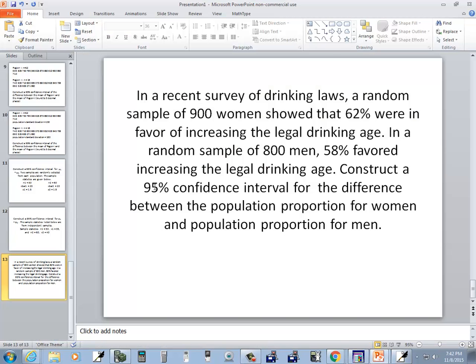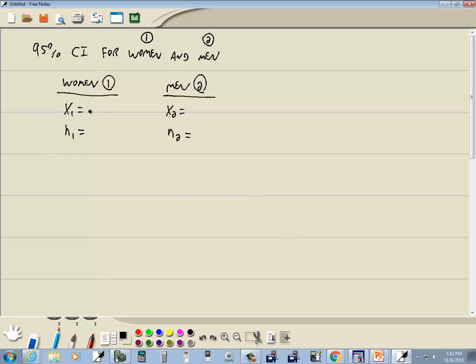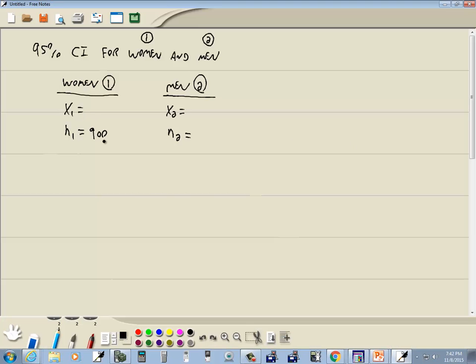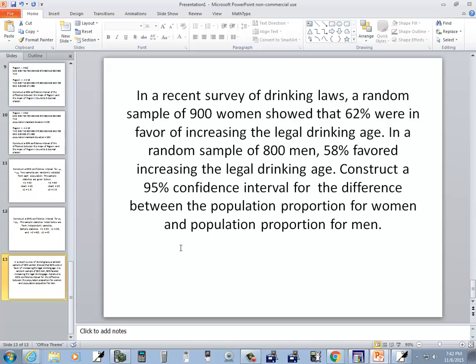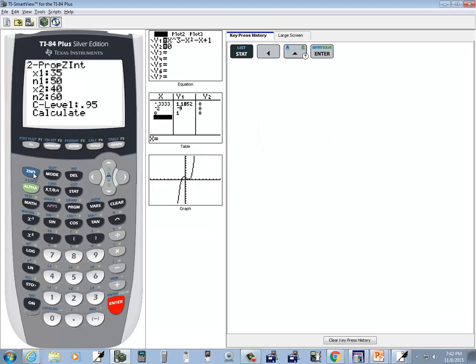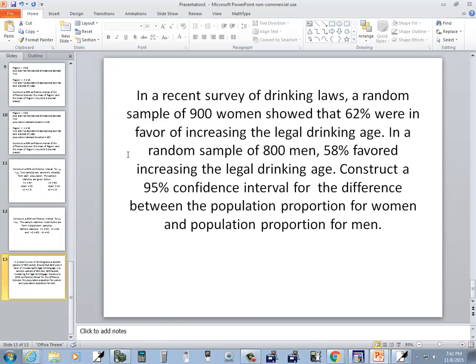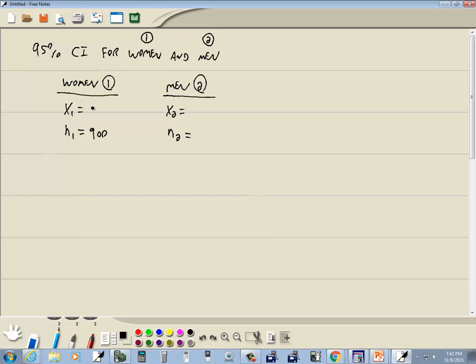Okay, well, it tells us a random sample of 900 women. So for women, it's telling us n is 900. It says 62% were in favor of increasing the legal drinking age. To find x, we're going to take 900 times 62%. So let me exit out. 900 times 0.62, and you want to round like normal. Well, this one came out nice, but 558. That's going to be our x sub 1.